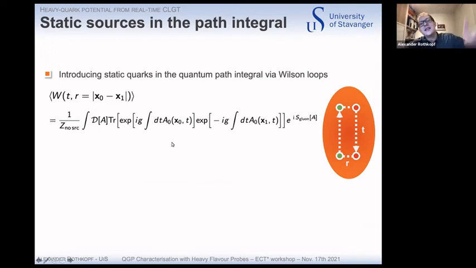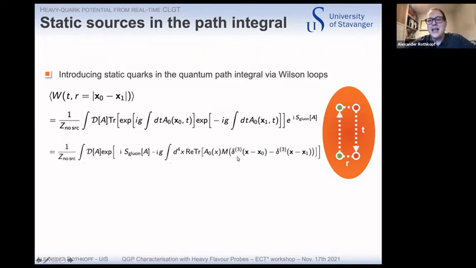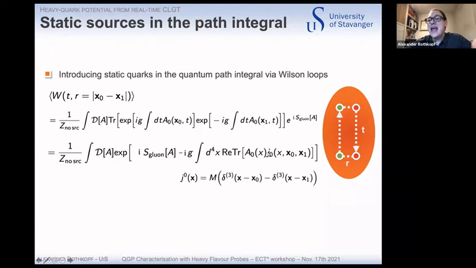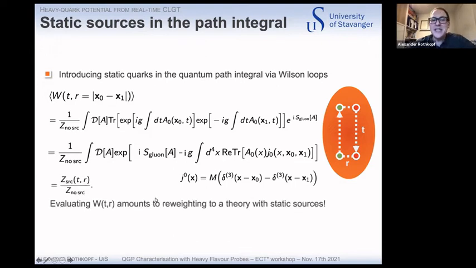You can see that you have one Wilson line going up for the quark at spatial x0 and one anti-quark line going down at x1. You can put those together into one exponent. Since A0 is involved, if you combine this into the exponential, you get an A0 times 2 delta functions that fix the spatial component of the A0 to the position of the quark, the infinitely heavy source, and the anti-source. But this is nothing but the same expression that you would get if you were coupling an external charge density to your A0 field. So evaluating the Wilson loop in the quantum path integral automatically reweights a theory without static sources to a theory with static sources, and the physics of the static sources is correctly included.